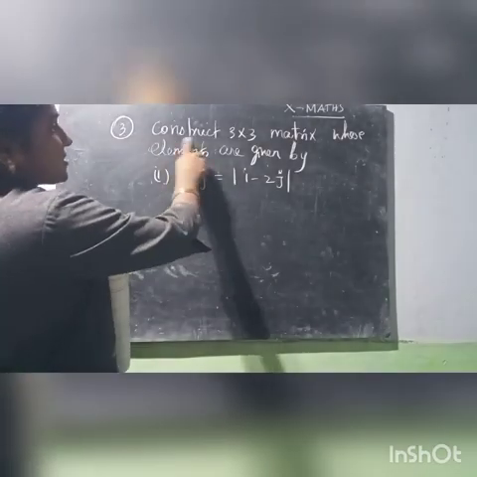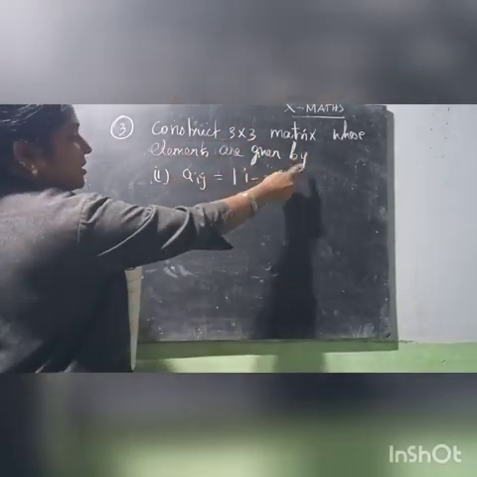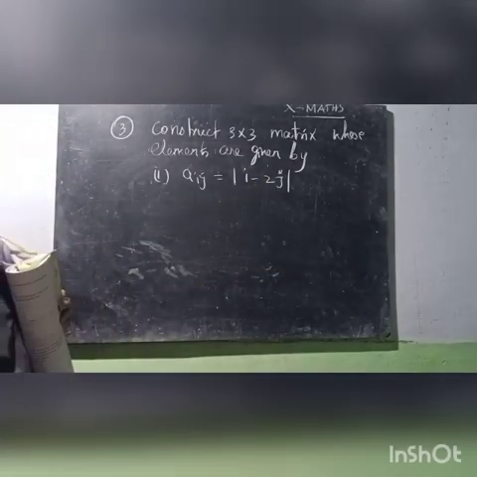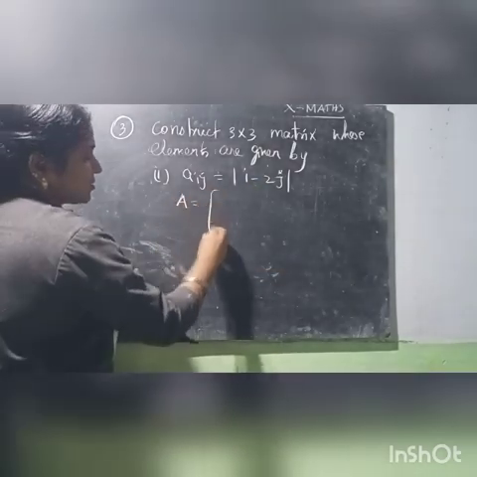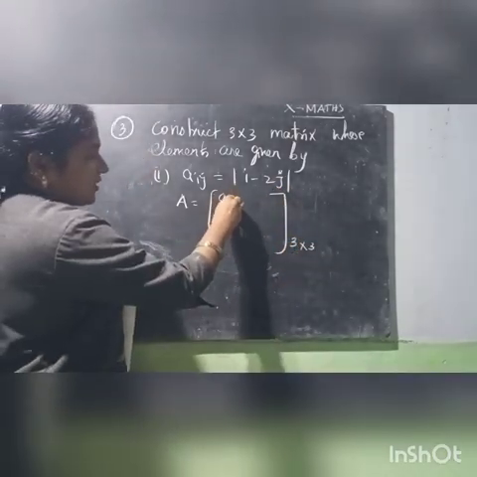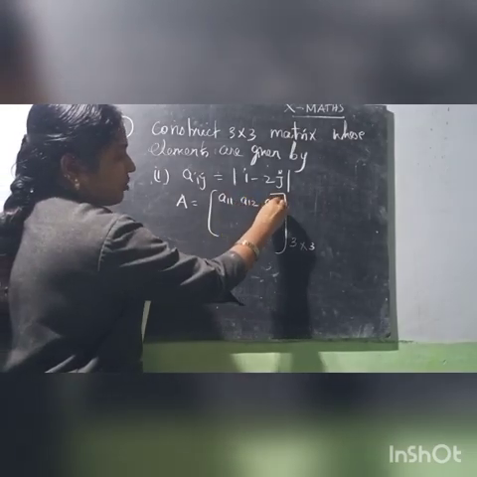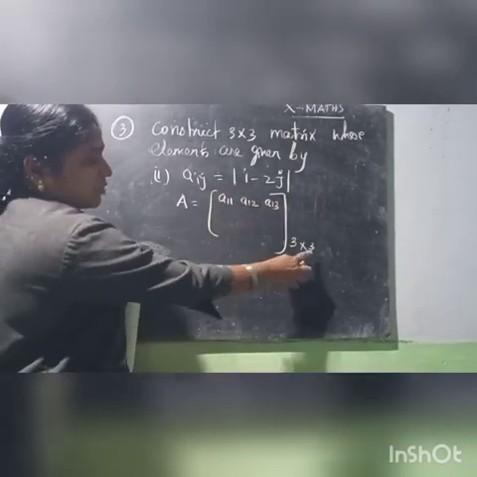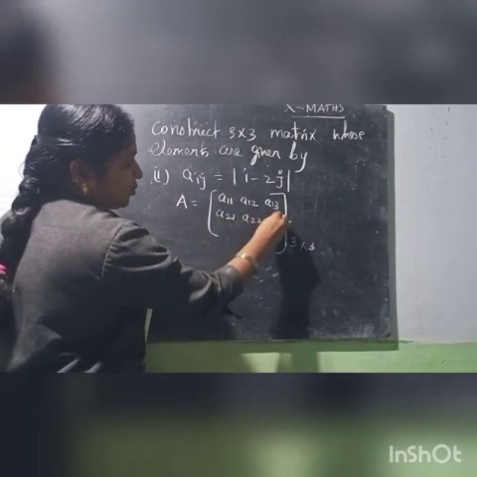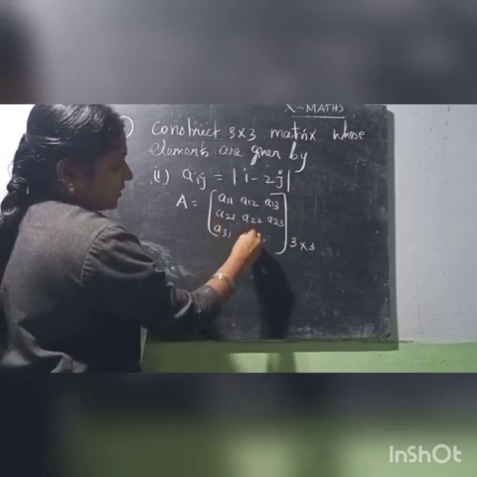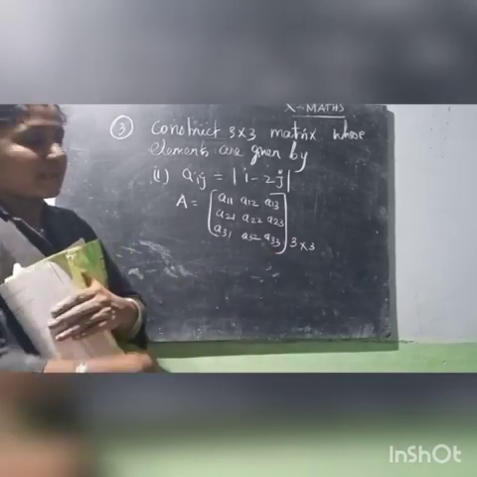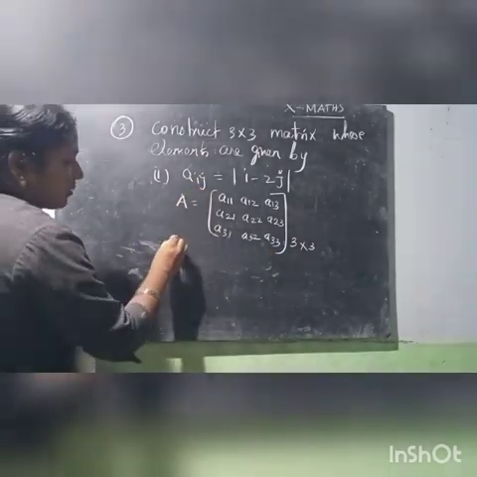Next, third sum: construct a 3 cross 3 matrix whose elements are given by Aij equal to modulus of i minus 2j. Now a 3 cross 3 matrix we have to consider. So A11, A12, A13, this is the general form. Then because only 3 columns are there, the first row is over, then second row, A21, A22, A23, A31, A32, A33. So this is the general form of a 3 cross 3 matrix.